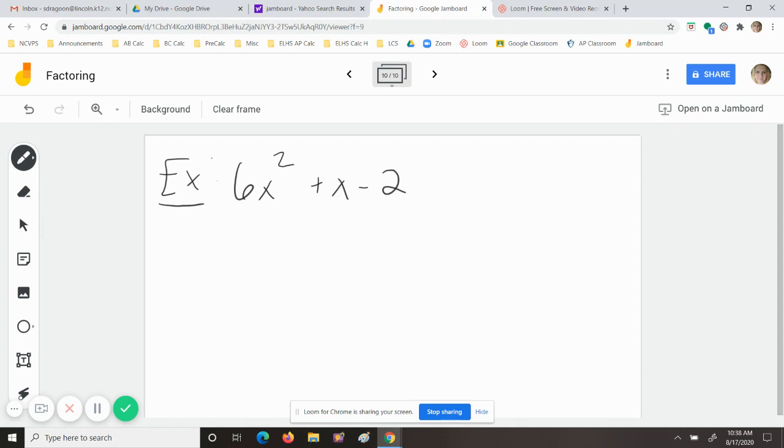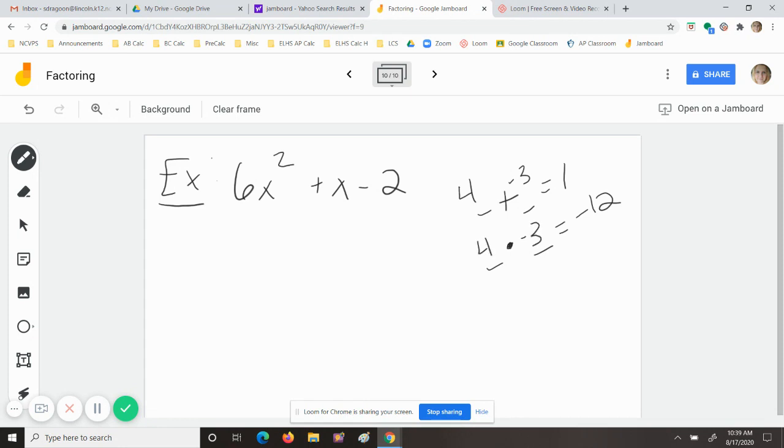Again, three terms, can't factor anything out of them, not perfect squares. So two numbers that add together to equal positive 1, because it's just 1x, and two numbers multiply together to equal 6 times negative 2, first times last, which would be negative 12. We should start working through our factors of 12. And we should pick up pretty quickly that we're going to use 4 and 3, and we need it to add to positive 1, so let's use 4 and negative 3.